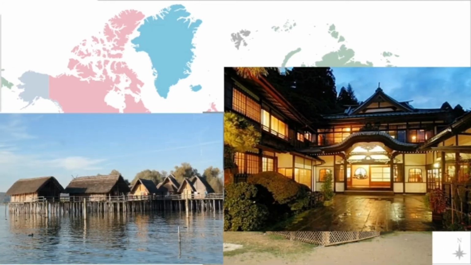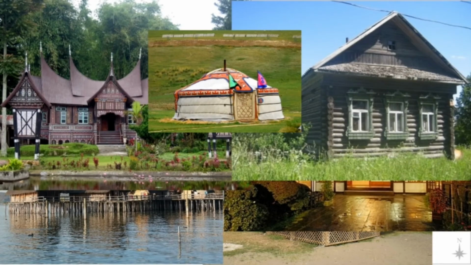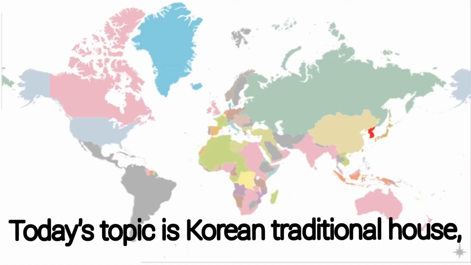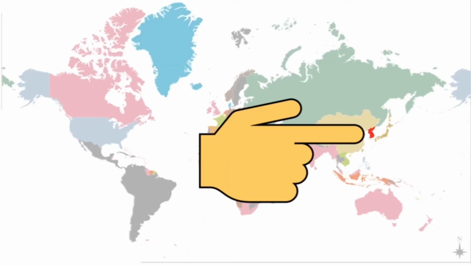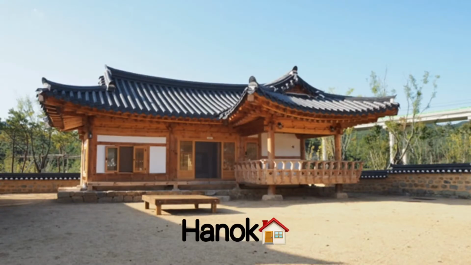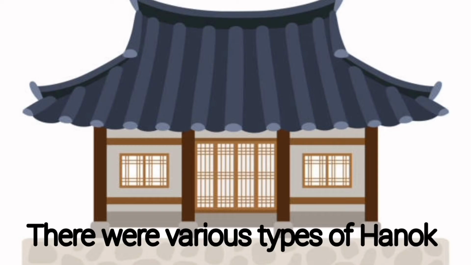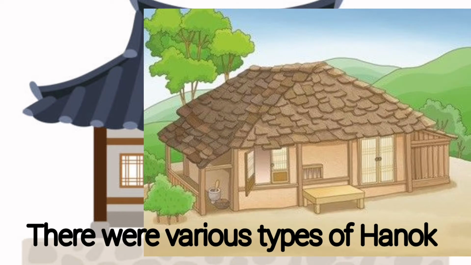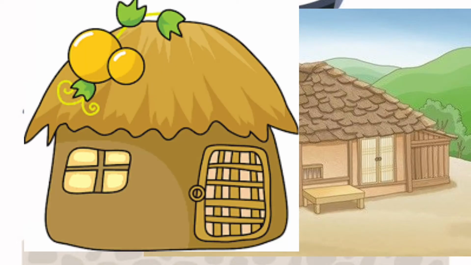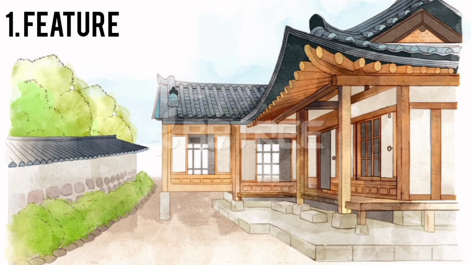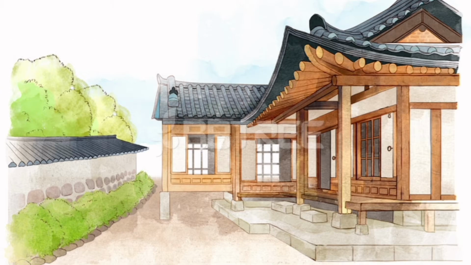In the world, there were a lot of traditional houses. Today's topic is Korean traditional house, Hanok. There were various types of hanok. First, I will tell you the features of hanok.